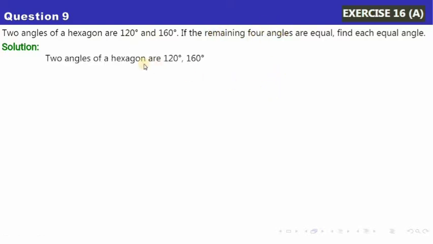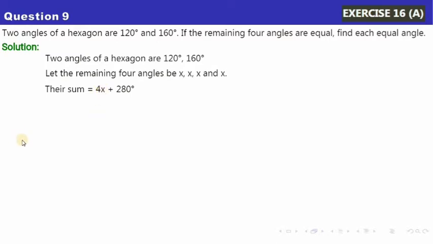So we'll assume that the remaining 4 angles are x, x, x and x, because all of them are the same, right? So that's why I've taken 4x here. All right. Now, what will be the total sum of the interior angles? It will be x plus x plus x plus x is 4x, right? But we have 2 more interior angles, that is 120 degrees and 160 degrees. So add these two, you get 280 degrees. So the sum of the interior angles is 4x plus 280.